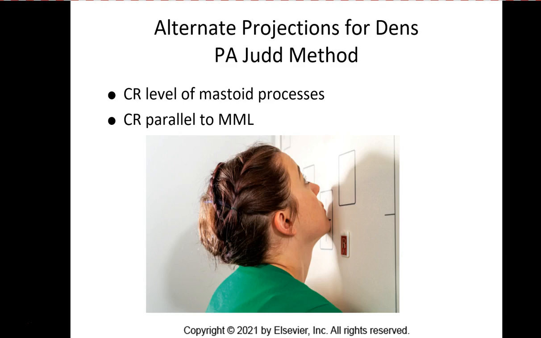Okay? What I really want you to take away from this discussion is that the Fuchs and the Judd are alternative projections if you cannot see the DENS in the AP open mouth. Okay? The central ray should be at the level of the mastoid processes. Well, we haven't learned that yet either, but the mastoid processes are the space in your skull right behind your ear. So again, same level as the occipital bone, and that's the level at which your central ray should enter.